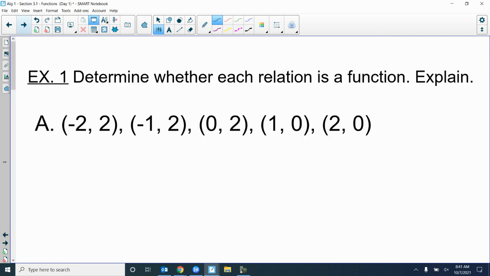All right, so let's take a look at these examples here. Your x's, the first coordinate, are your inputs. The second coordinates are your outputs. -2 is an input. It is paired with 2. Is -2 paired with anything else?